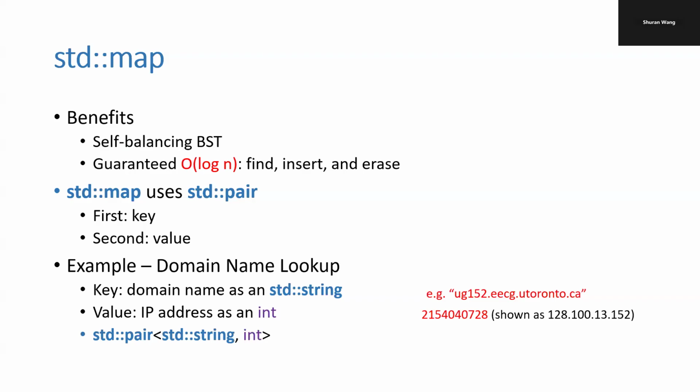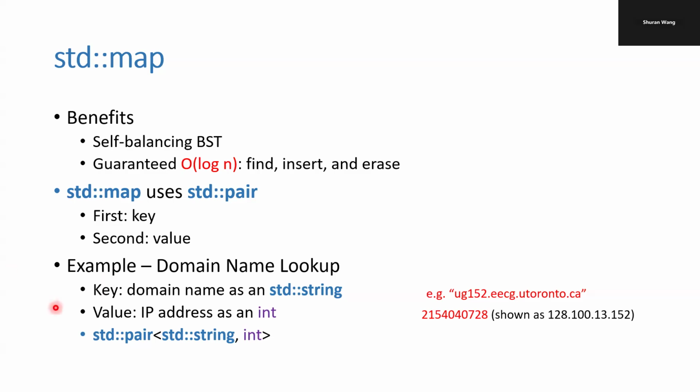std::map stores pairs. The first element in the pair is the key that the binary search tree is using to sort. The second value is the value that is stored at that node. One useful example is the domain name lookup.